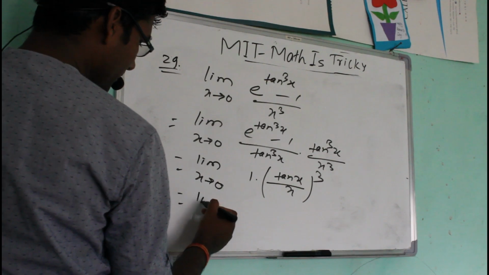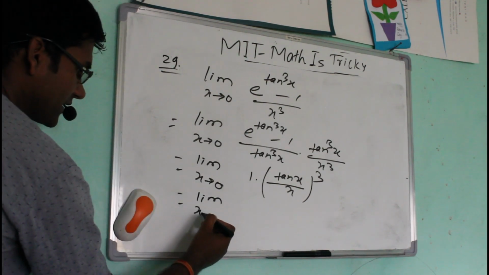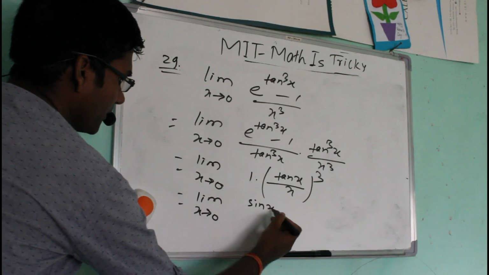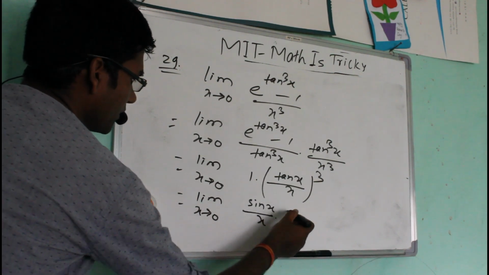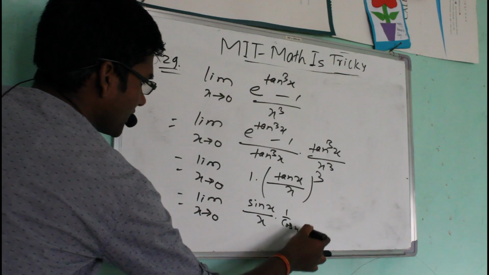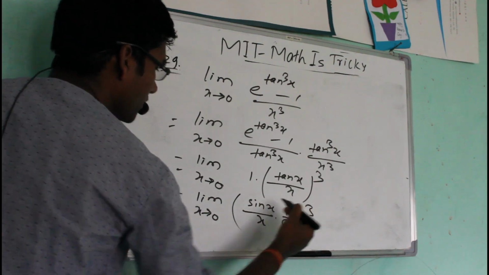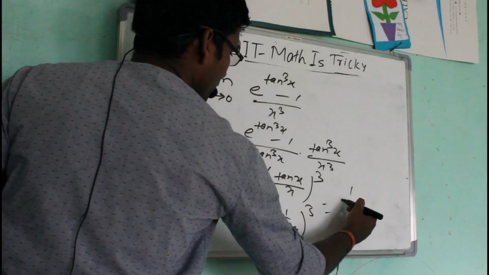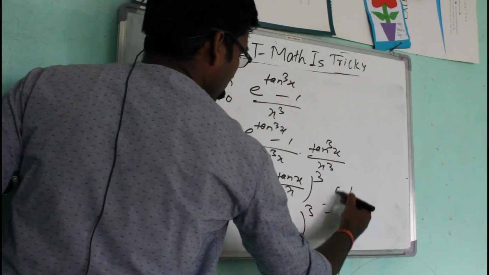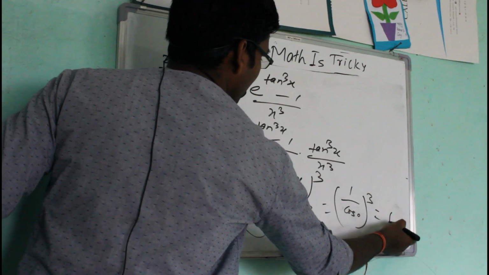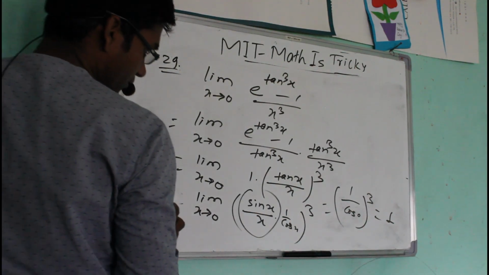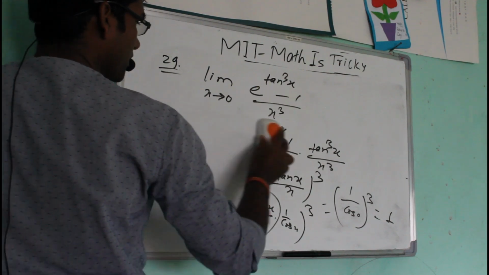This is 1, so limit x tends to 0, and this is (sin x by x) into (1 by cos x). If you have confusion, you can do it like this, or you can directly write the answer. This is 1, and cos x will be, so what we can write here, (1 by cos 0) whole cube, and that's simply 1. This is how we can solve the problem in a very easy way, in a very short time.